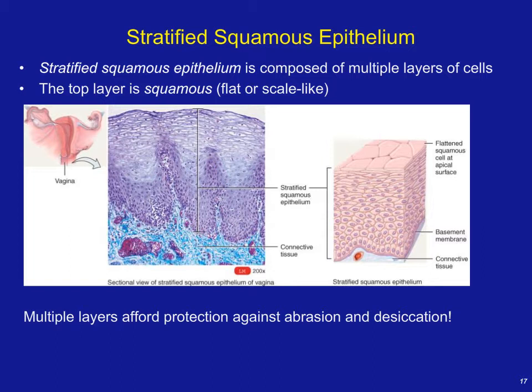Now remember that stratified meant that we had more than one cell layer thick. So this is an example here of a stratified squamous epithelium. And stratified means, again, several layers, and squamous means that we have those flat plate-like cells on the top layer. Now this is something that you need to remember, is that oftentimes in a stratified epithelium, the bottom cells or basal cells might be a different shape than the top or apical cells.